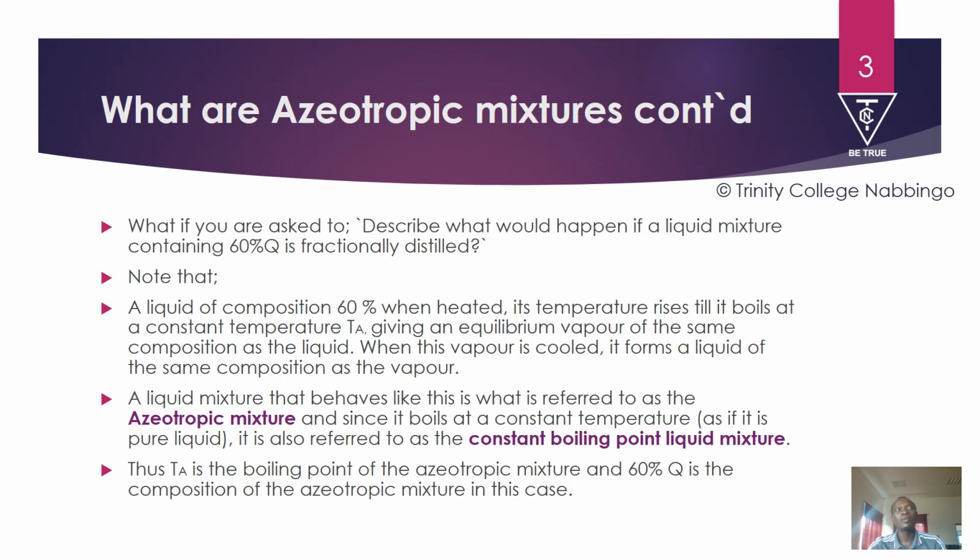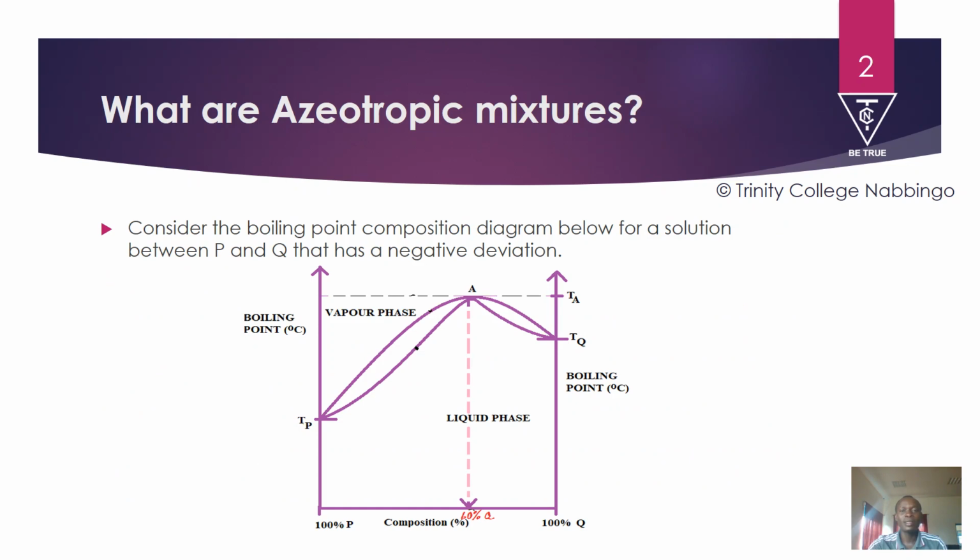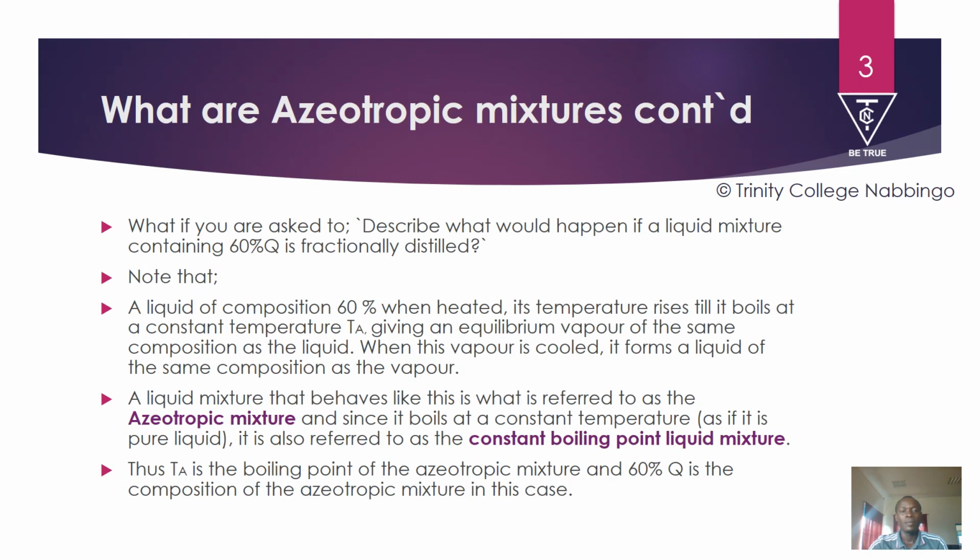So the azeotropic mixture is one that, when you heat it, gives off a vapor of the same composition as the liquid. And we shall look at the definition. Since it boils at a constant temperature, it behaves as if it is a pure liquid. It is also referred to as the constant boiling point liquid mixture. So you'll find in some texts they call it the azeotropic mixture, or other people refer to it as the constant boiling point liquid mixture. If we look at this diagram, Ta is the boiling point of the azeotropic mixture and 60% is the composition of the azeotropic mixture.